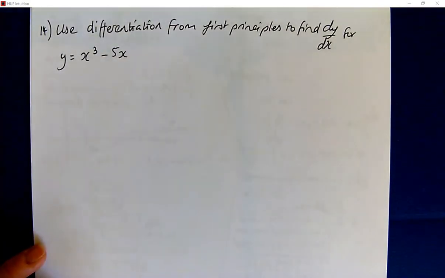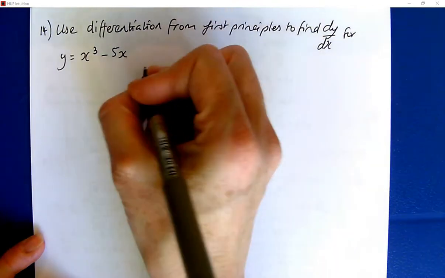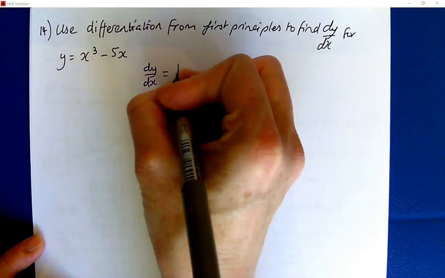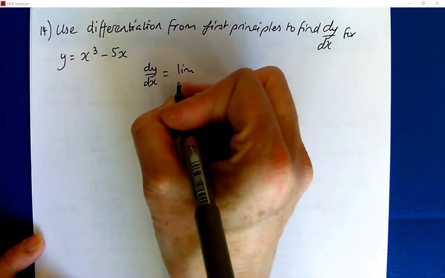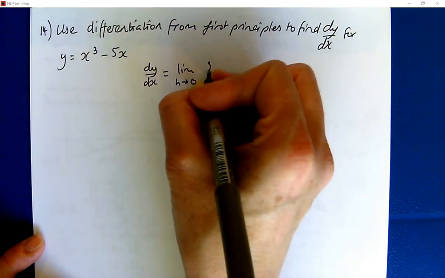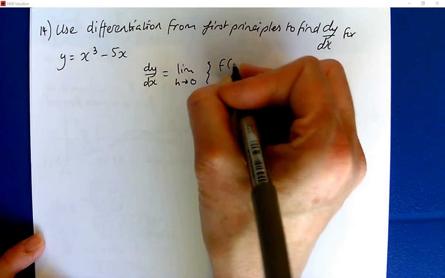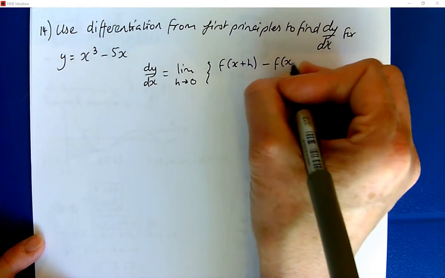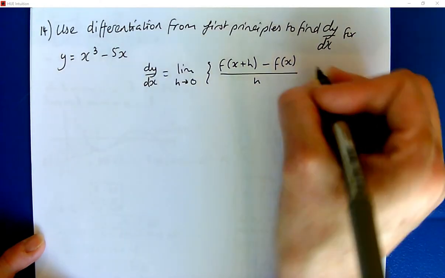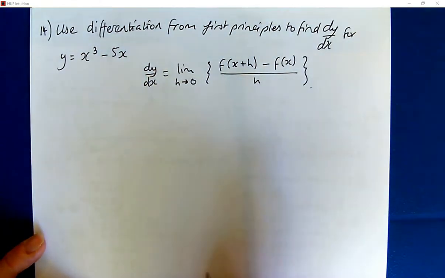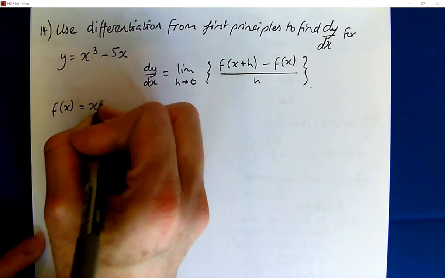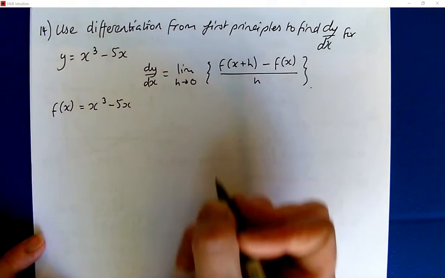Okay, differentiation from first principles. So you get given that the gradient is equal to the limit as h tends to 0 of the original function a little bit further on minus the function at the point divided by h. Okay, so you get given that. So for this question, our f of x is equal to x cubed minus 5x.